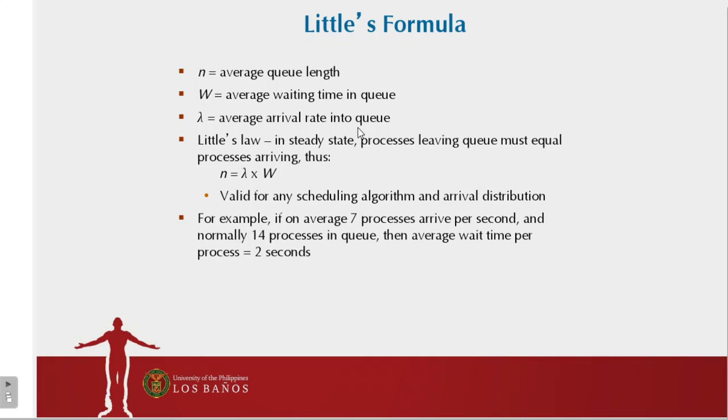So we can have this example. For example, if on average 7 processes arrive per second, and normally there are 14 processes in the queue, which is the queue length, then the average wait time per process is simply n, 14, divided by the average arrival rate, 7. So we have 2 seconds. So it's a formula.